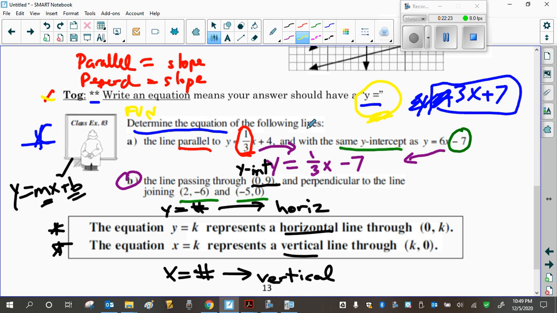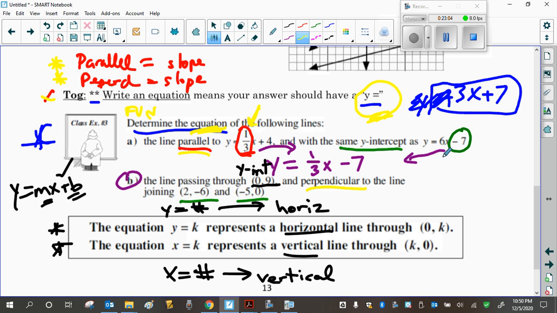Okay, now let's read. Determine the equation. Well, first of all, again, we're going to go y equals. But when it says parallel and perpendicular, that means slope. We learned that parallel lines have the same slope and perpendicular lines have negative reciprocal slopes. So when you hear the parallel and perpendicular word, you're caring about the slope part of the equation. So when they give us this first equation, we care about the 1/3, not the 4. The 4 is meaningless. In fact, if it's parallel, we're going to use the same slope.